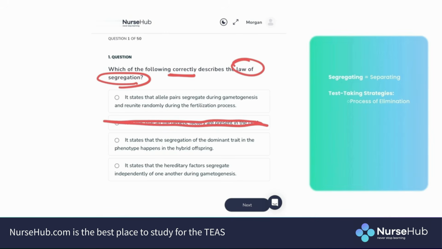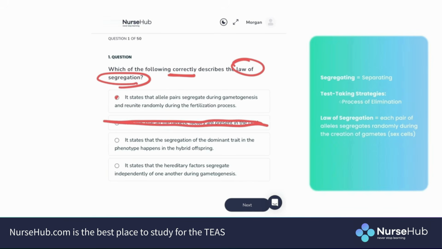Because you will have studied and you will have used Nurse Hub's amazing resources, you will know that the law of segregation states that each pair of alleles segregate randomly during gametogenesis, or gamete formation. This means that each gamete or sex cell receives one copy of a gene called an allele, and they later reunite or combine randomly during fertilization. This way, the offspring acquires one allele from each parent, okay? And so that gives us answer choice 1.